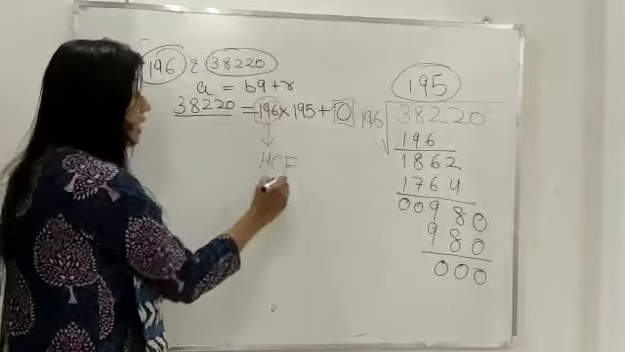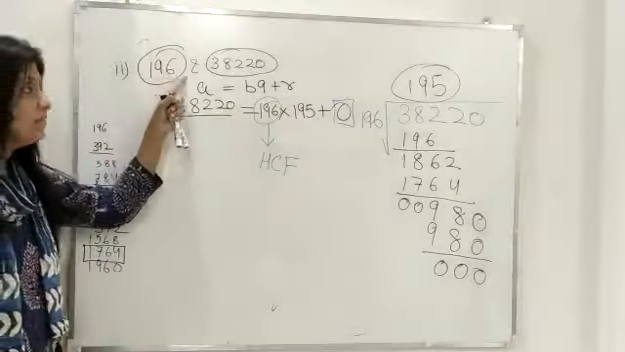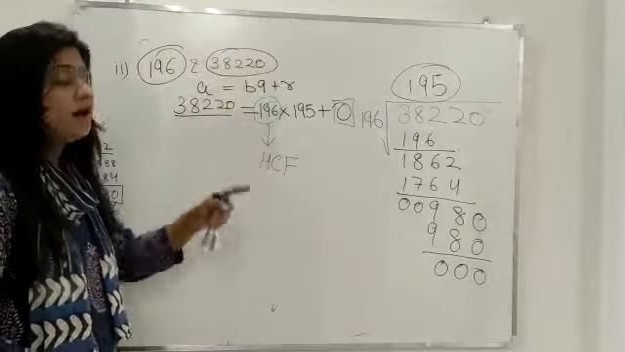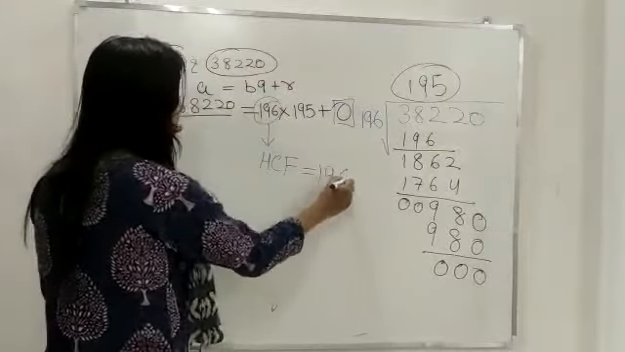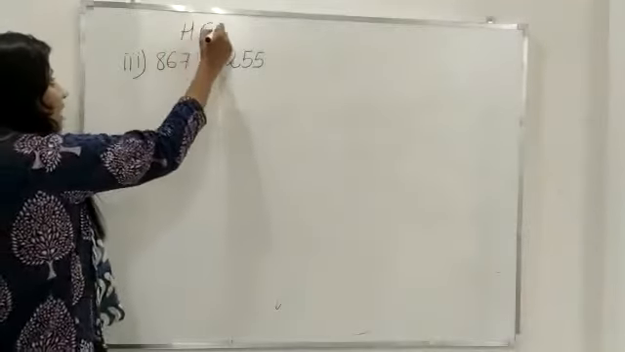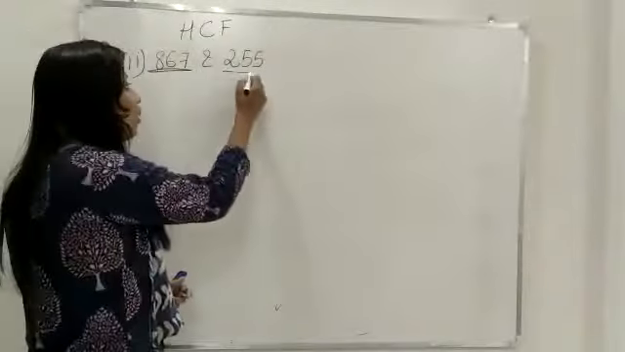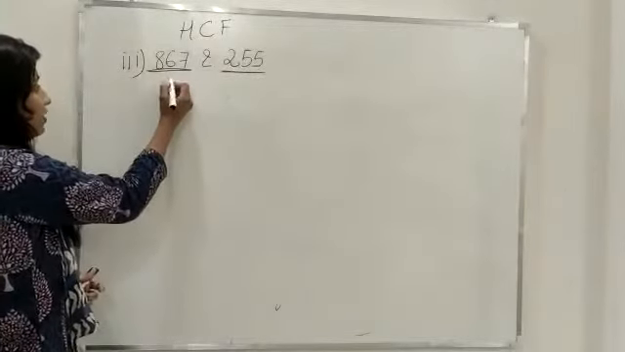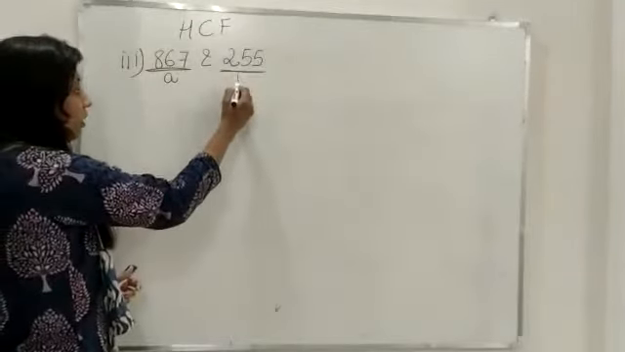So I can say HCF of 196 and 38,220 is 196. The HCF is 196. So now let's find what will be the HCF of 867 and 255. So I will say since 867 is greater, it will be your A, and 255 is smaller, it will be your B.